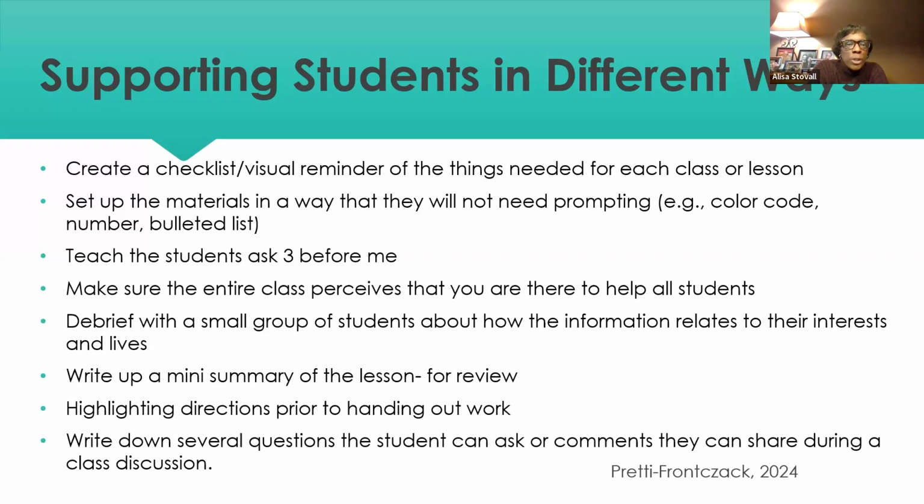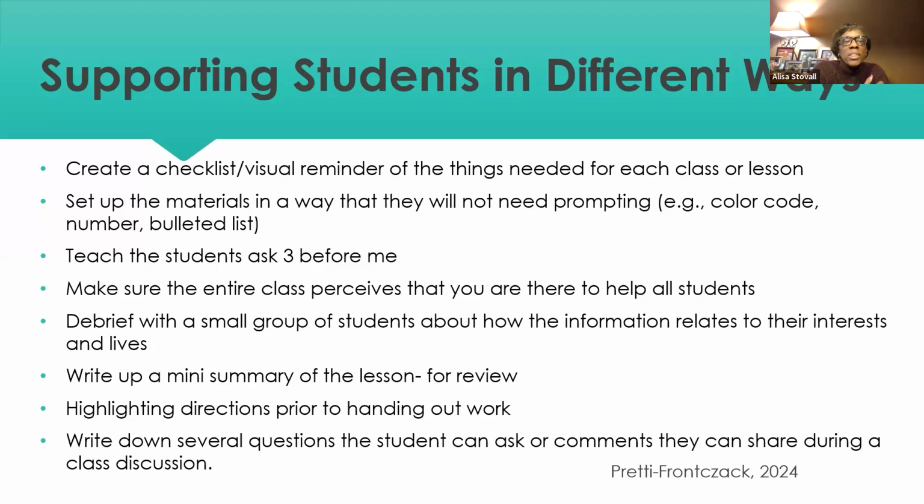But there are lots of different ways for us to support students, and that's what we've given you on this particular slide. Creating a visual reminder or a checklist of things that are needed for a class, handing that over to the student when they're ready to do that themselves. Maybe you create that list together. Maybe they create the list and bring it and check with you. So being able to step back and let students grow as they need to.